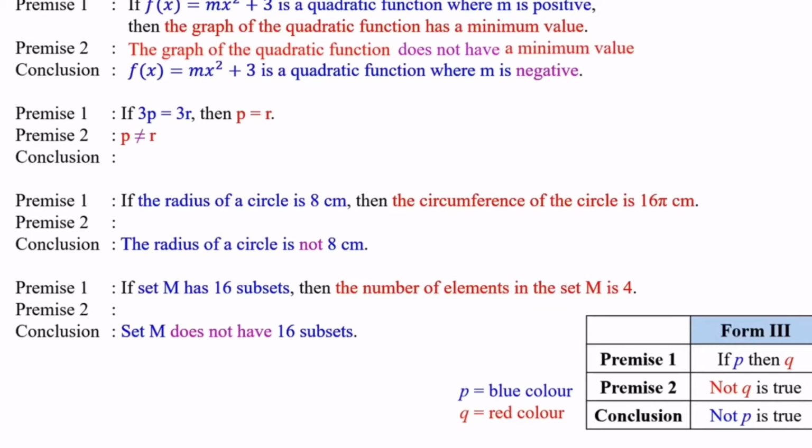For the next one, if 3P equal to 3R, I highlight in blue color, then P equal to R. That is my Q statement. Then for premise 2, P not equal to R.